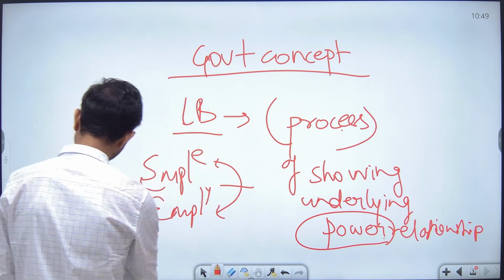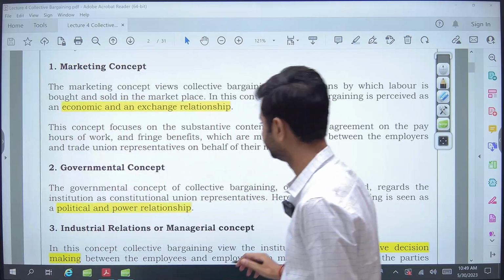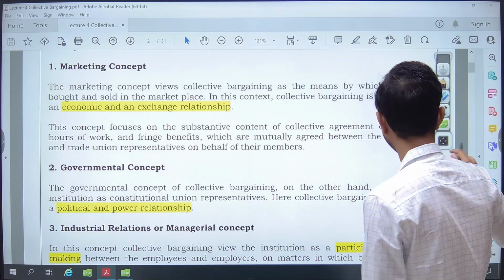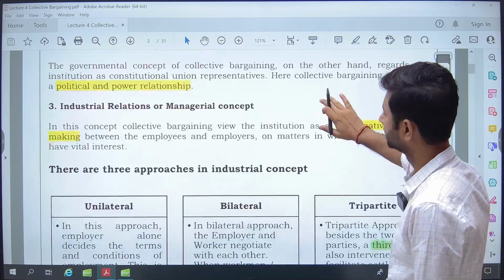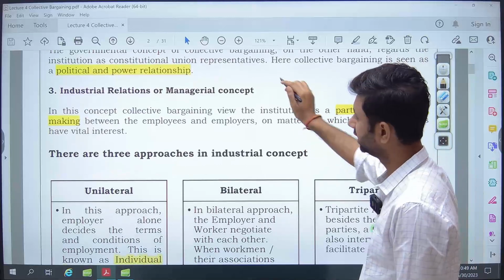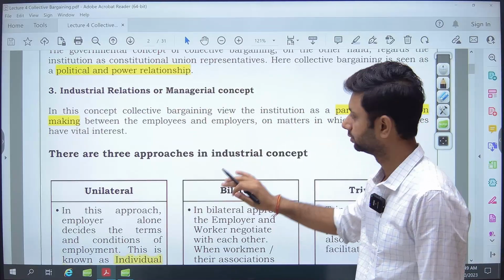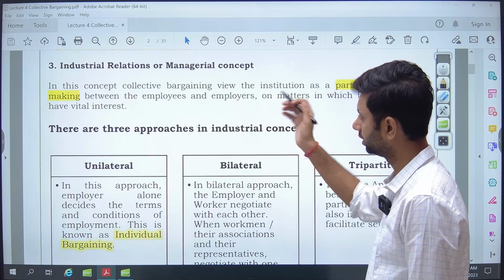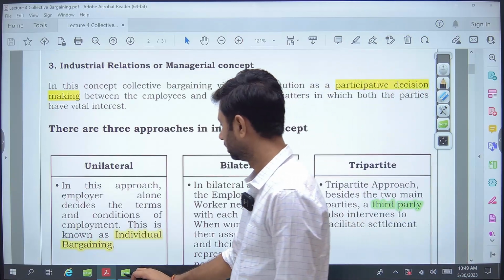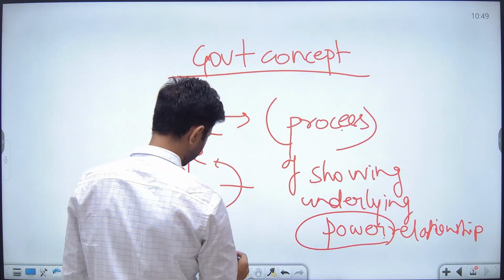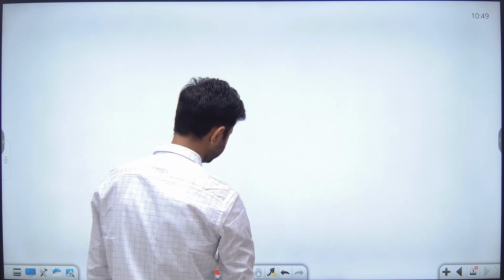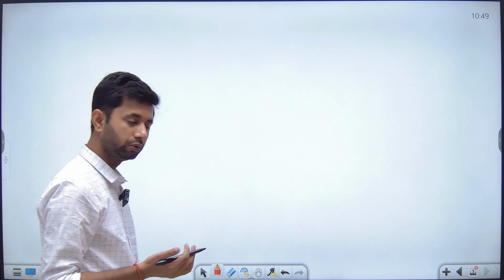Okay, as you can see here, the governmental concept of collective bargaining regards the institution as a political and power relationship. Okay, now we'll go to the industrial relations and managerial concept. It is a basic thing. This we've already talked about.